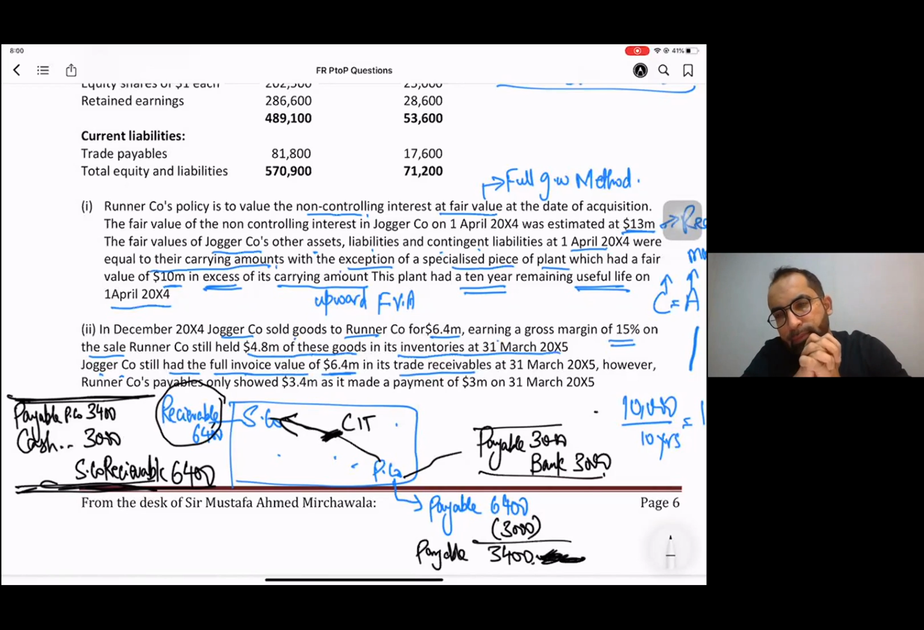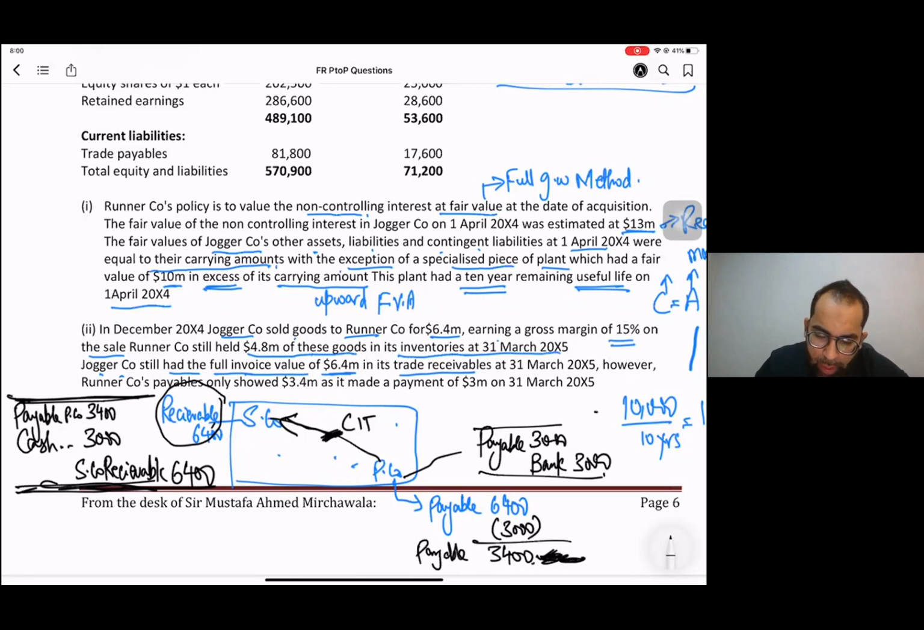Yes. This entry is very common. Just listen again. Whatever balances of intercompany payables and receivables are left in the books, just remove them. And the cash in transit, take it to the destination. So obviously the cash of one company will increase.